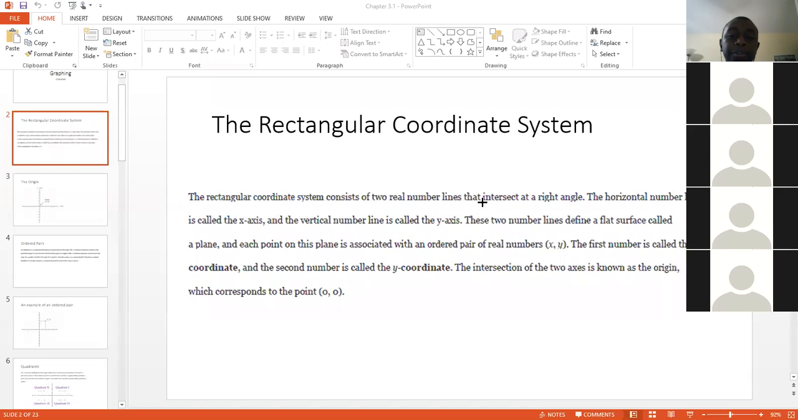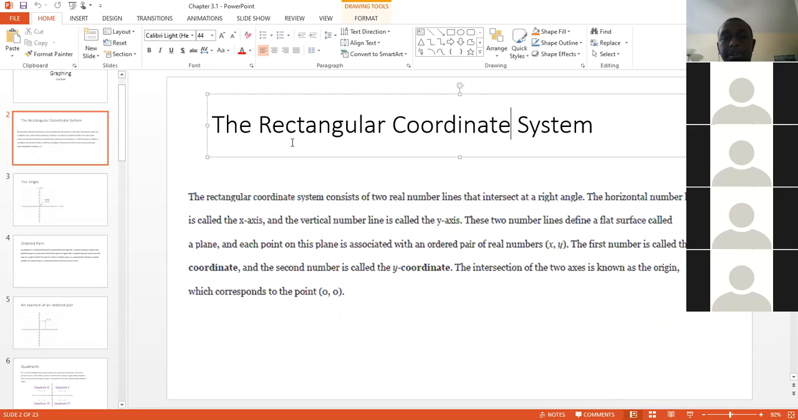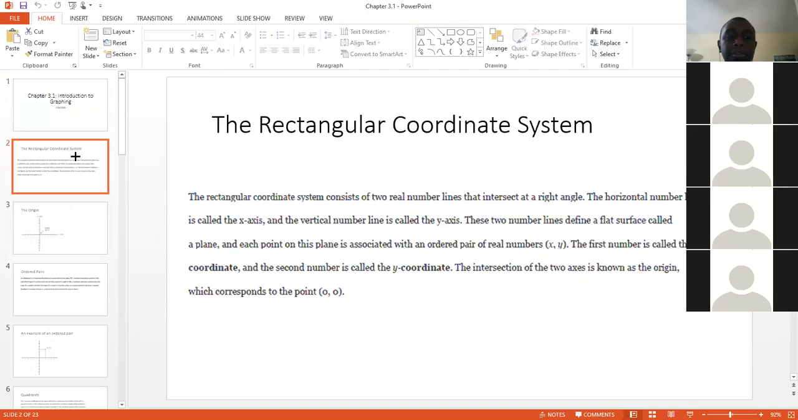So the name of the system is the rectangular coordinate system. The system where there's two real number lines and they intersect at a right angle is called the rectangular coordinate system. And I said that an alternate name for this is the Cartesian coordinate system. That's named after the person who made it, Rene Descartes. So he made the Cartesian coordinate system, or the rectangular coordinate system. That's the name.